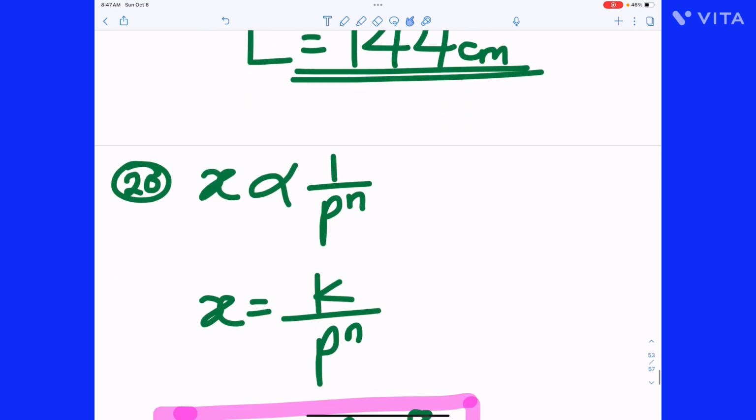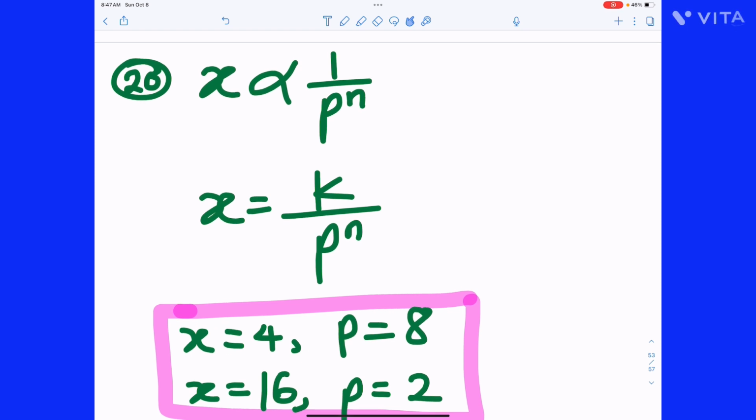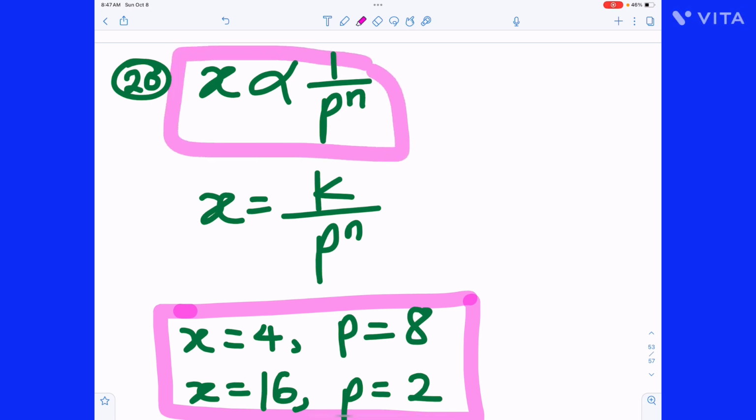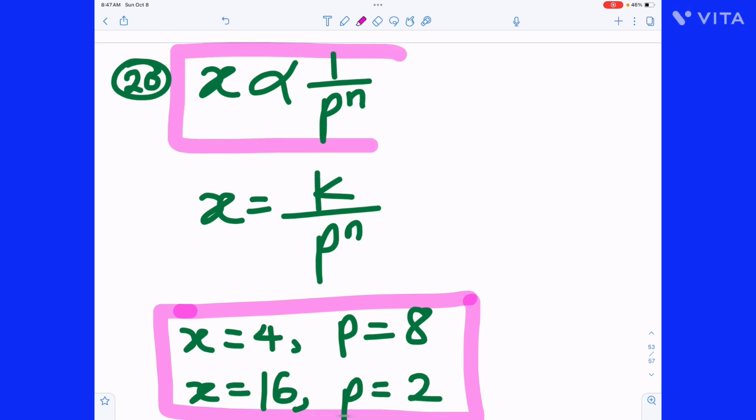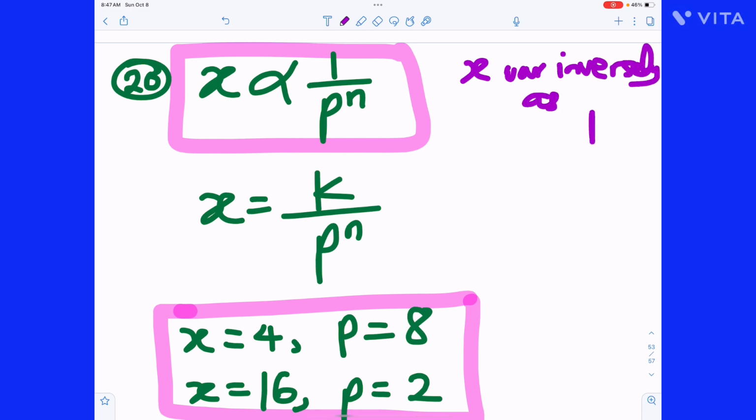Take note. Number 20 says X varies inversely as P raised to power N. X varies inversely as what? P raised to power N. The English will be X varies inversely as P raised to power N. So we write it like this.